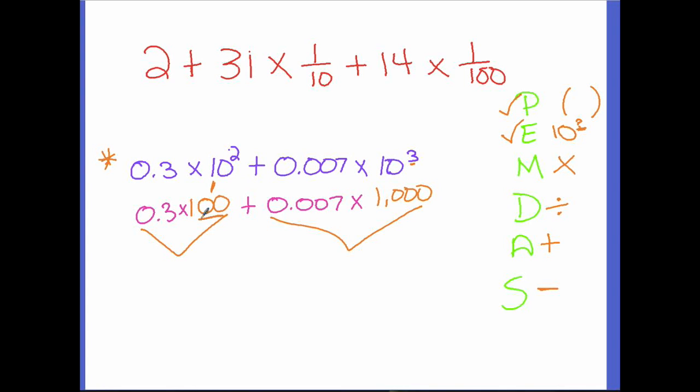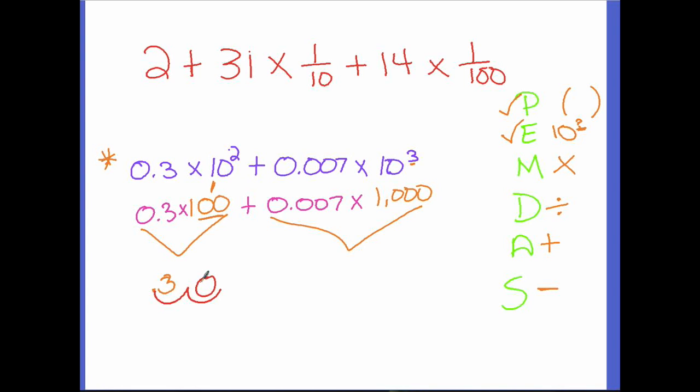It's going to move 2 places to the right. So when I'm done, I take my decimal, move it 2 places to the right. What's 3/10 times 100? 3/10 times 100 is 30.